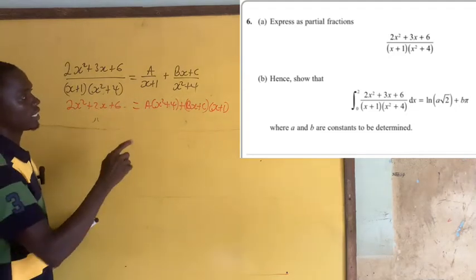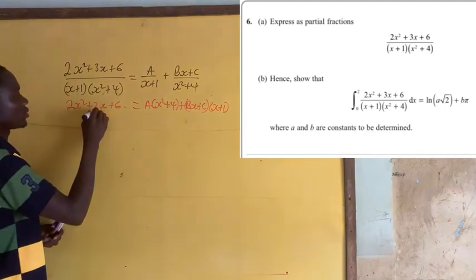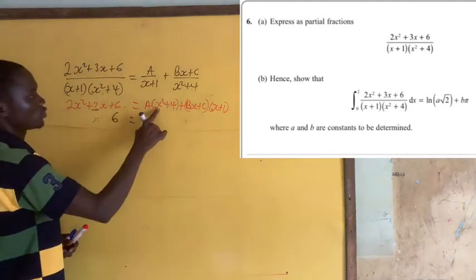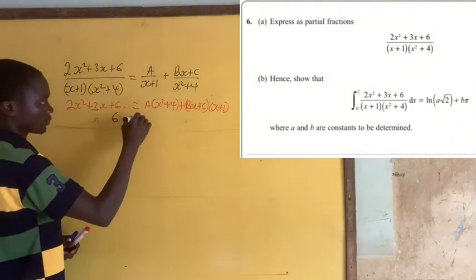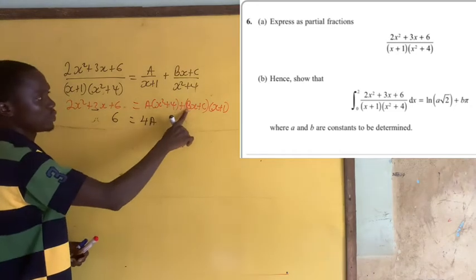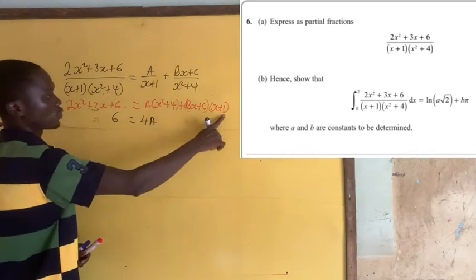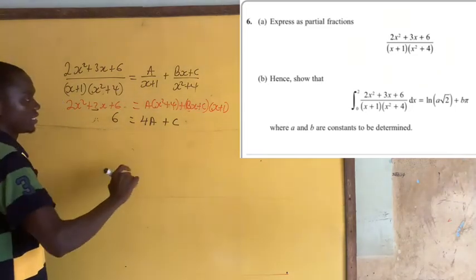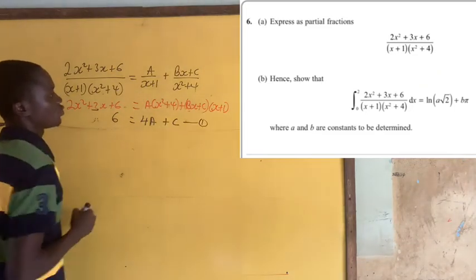A quick one, let's put x equal to 0. The left side will be 6, equals A times (0 plus 4), which is 4A, plus (0 times B, which is 0, plus C) times (0 plus 1, which is 1), so plus C. Let's name this equation 1.